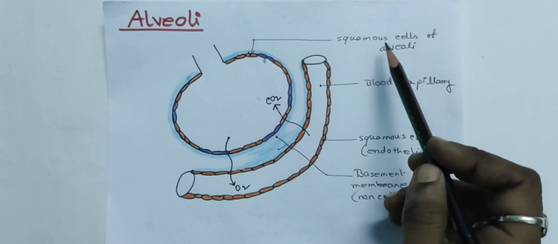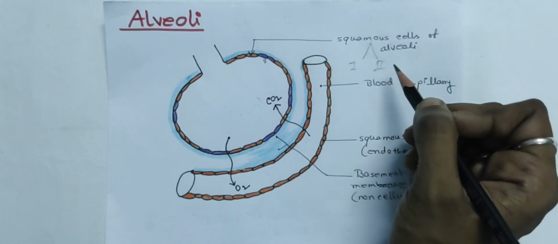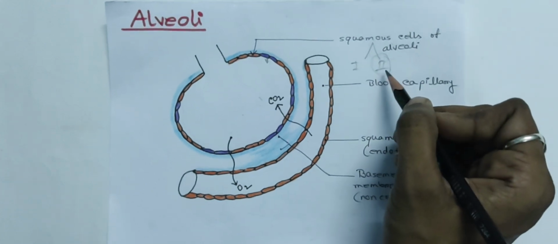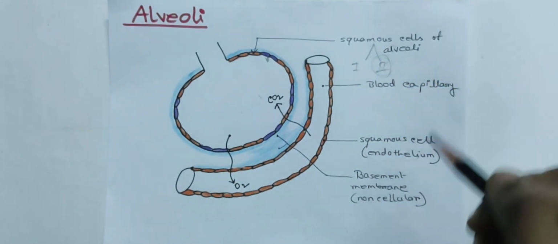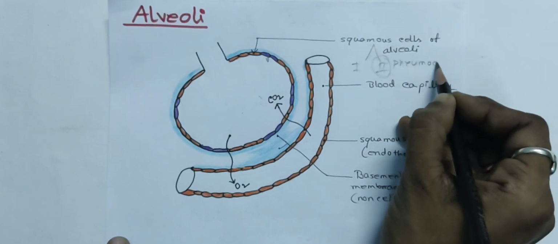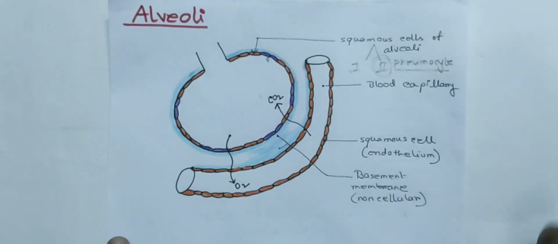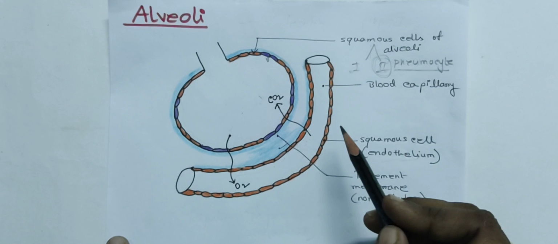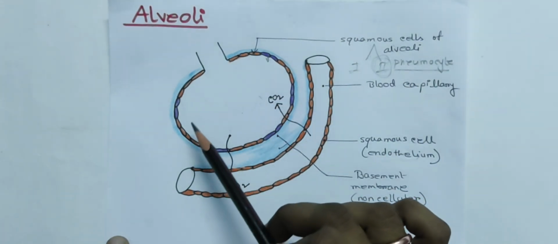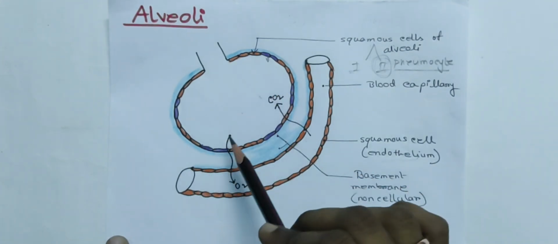Now, these squamous cells are of two types, pneumocyte 1 and pneumocyte 2. Pneumocyte 2 is a very specialized cell. Pneumocyte 2 secretes a chemical called surfactant. Because of this surfactant, the alveoli don't shrink. They retain their actual size.